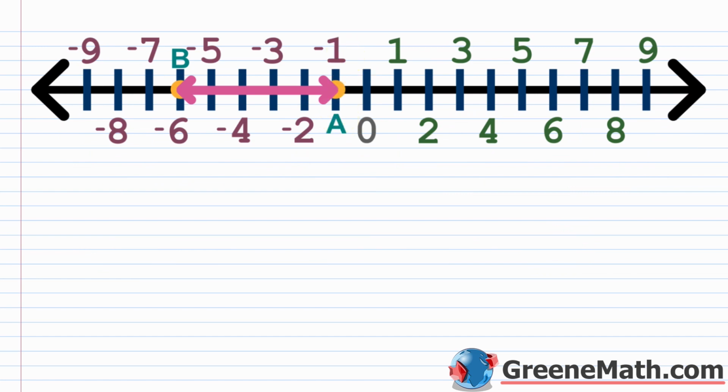Now that's going to be at negative 1. So A, that point is at negative 1. Point B will now be at negative 6. Well, I can still use the same strategy.